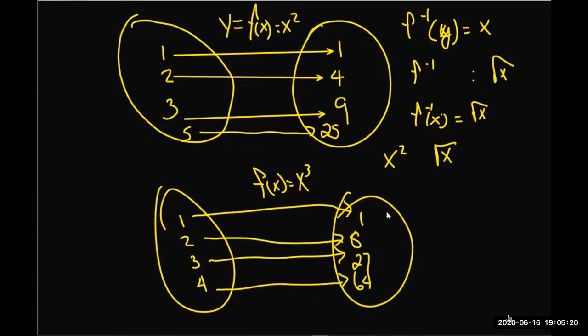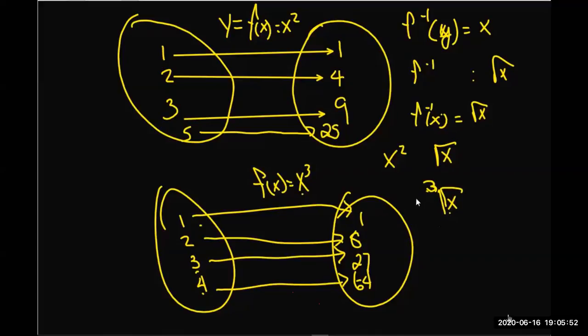64. Okay, so if that's f, what is the inverse? So the inverse takes 8 to 2, 27 to 3, 64 to 4, and 1 to 1. So what is that function? I think you probably recognize that that is the cube root of x. The cube root of x. Okay? So if we start out with x cubed, the inverse is the cube root.